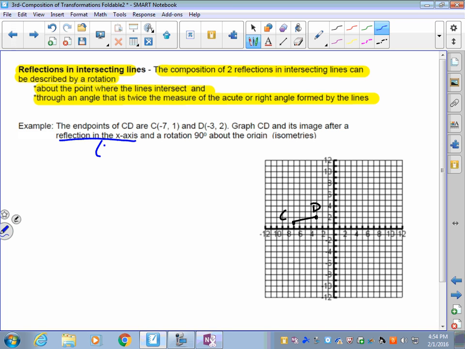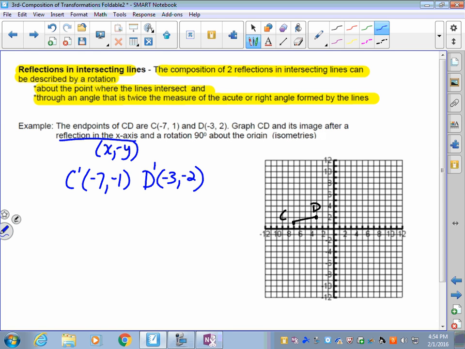Well, the rule for reflecting over the x-axis is the x stays, the y changes. So basically our C prime is just going to be negative 7, negative 1, and our D prime is going to be negative 3, negative 2. And we're going to graph that over the x-axis.